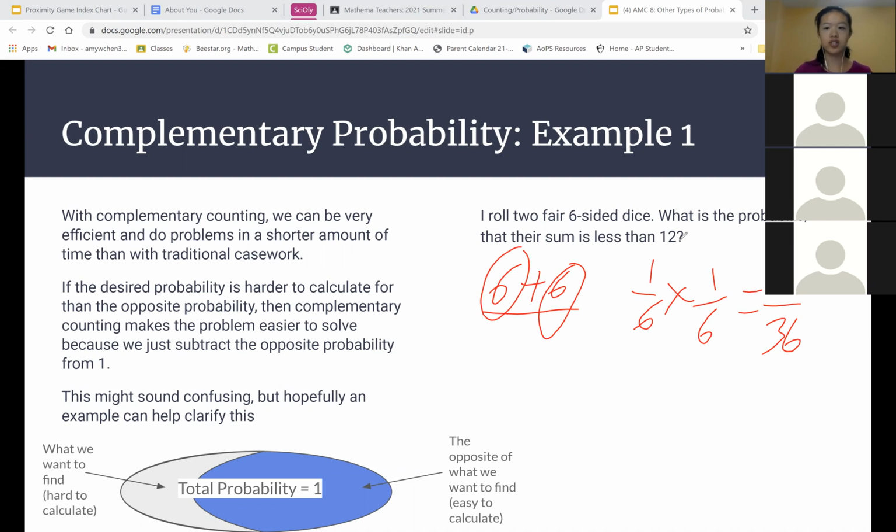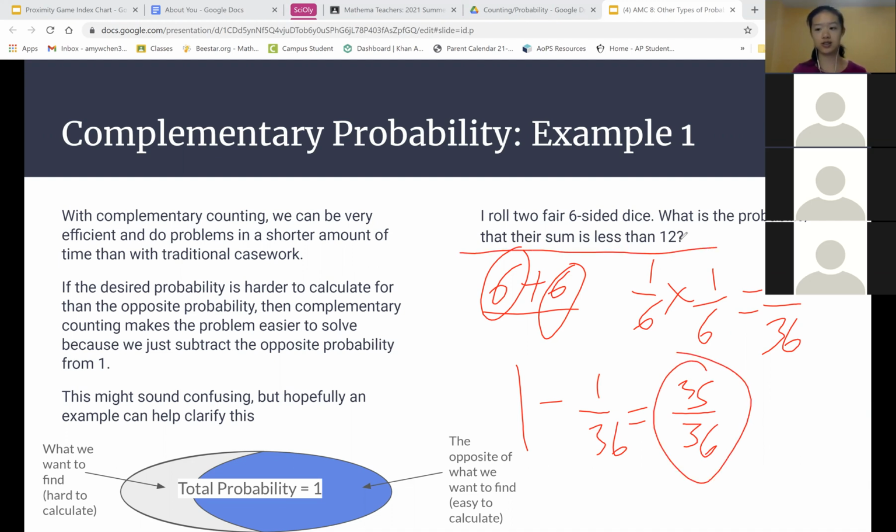Now what we do is we subtract this from 1, because there's a probability of 1 that you just roll anything, right? So if you subtract this from 1, you get 35 over 36. And this represents the probability that I get a sum that is less than 12. And this is a lot easier than just adding up every single possible sum's probability.